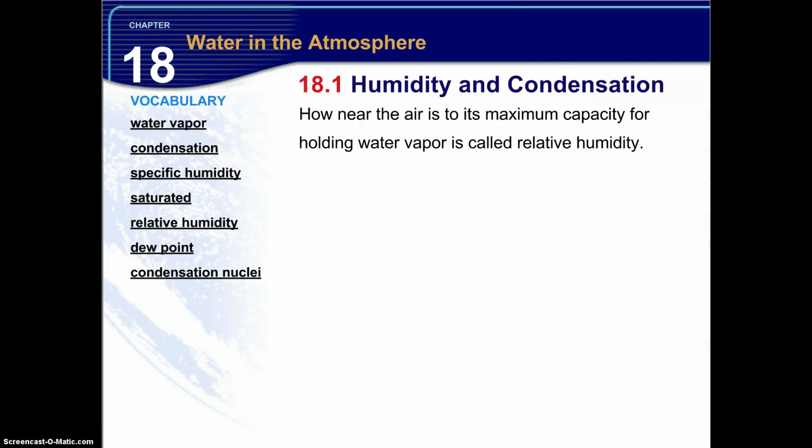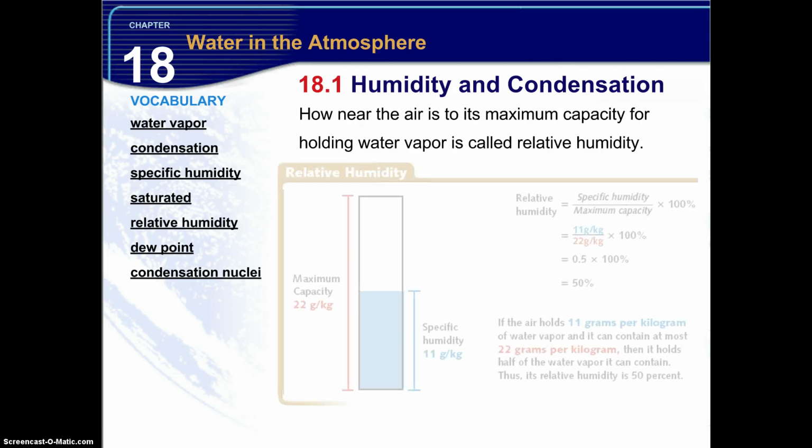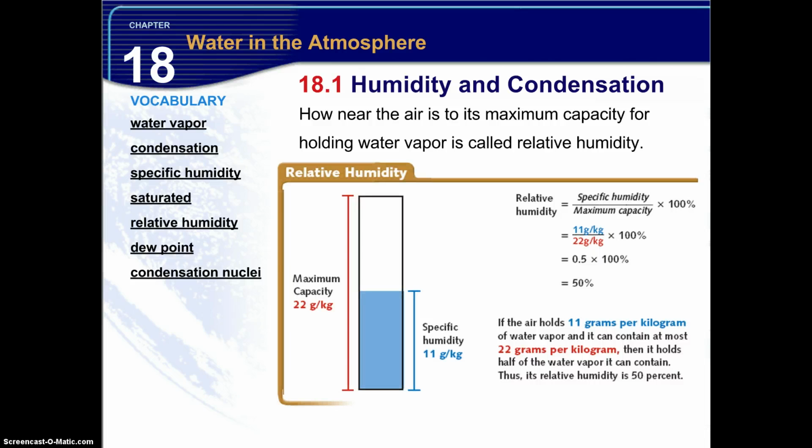How near the air is to the maximum capacity for holding water vapor is called its relative humidity. Now, this diagram walks us through how to calculate relative humidity. Relative humidity is the specific humidity divided by the maximum capacity, multiplied by 100%. So this ratio of specific humidity and maximum capacity is what we're going to use to find the percent of relative humidity.